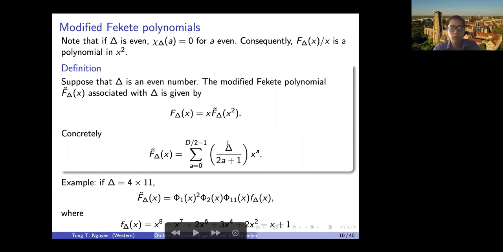So for example, if delta equals 4 times 11, which is 44, then the f tilde has this factorization. You have phi 1, phi 2, phi 11, and finally you have f delta, where f delta is the polynomial that I just mentioned above, and it's irreducible.